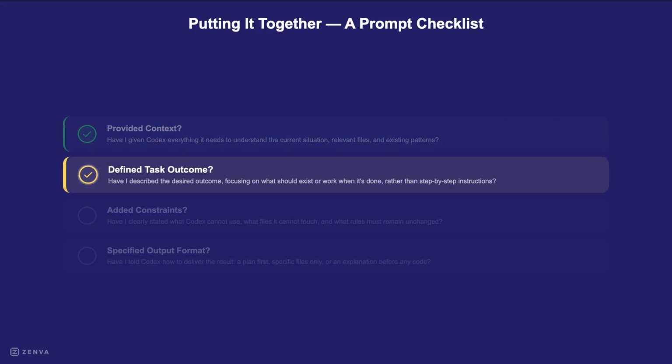Next, make sure you've clearly defined the task outcome. Describe the result you want. What should be there or work after Codex is done, instead of giving step-by-step instructions. This helps Codex understand what you truly mean.